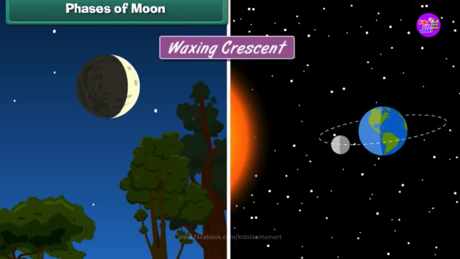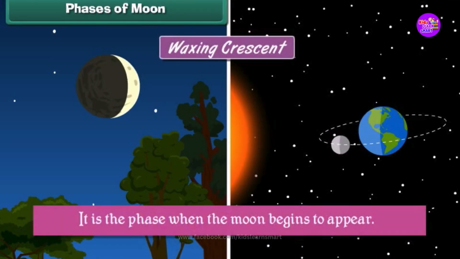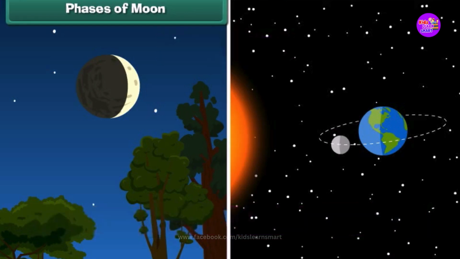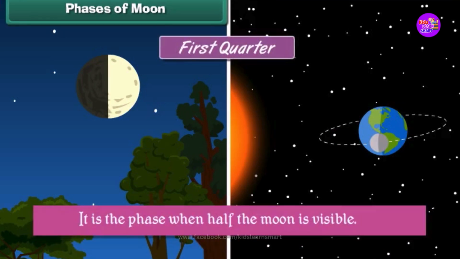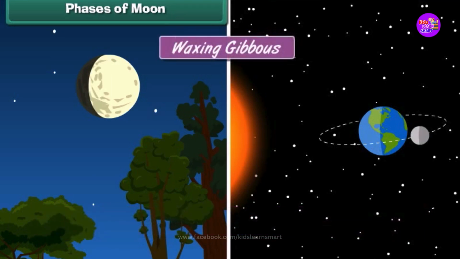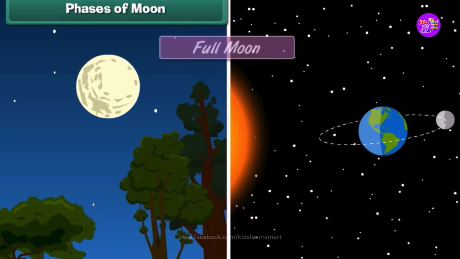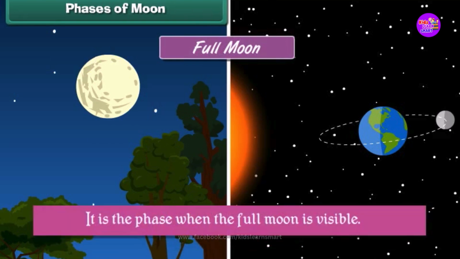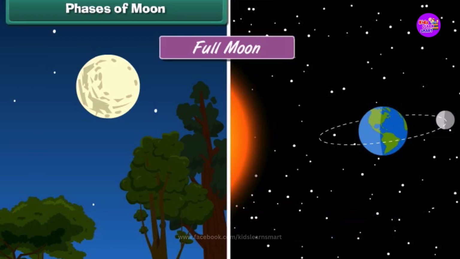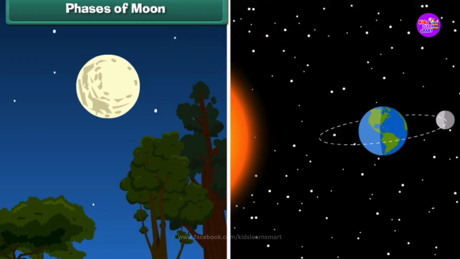Waxing crescent. It is the phase when the Moon begins to appear. First quarter. It is the phase when half the Moon is visible. Waxing gibbous. It is the phase when most of the Moon is visible. Full Moon. It is the phase when the full Moon is visible. After full Moon, the size of visible Moon starts decreasing.